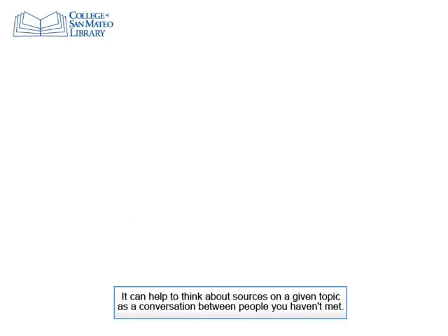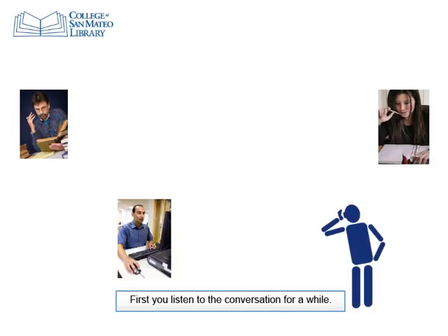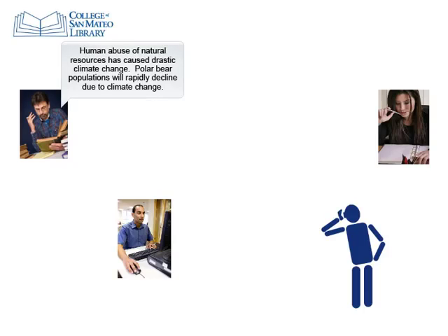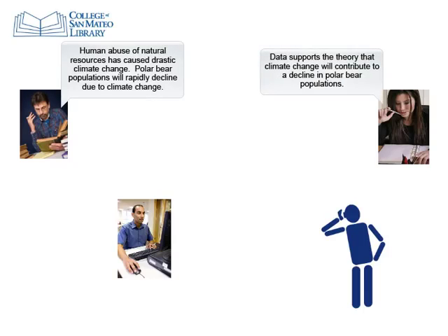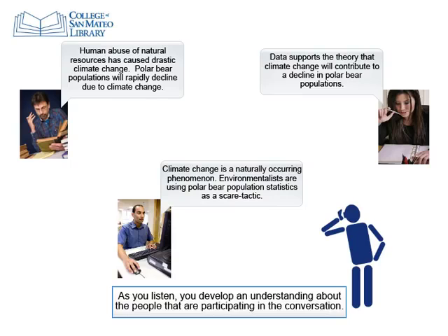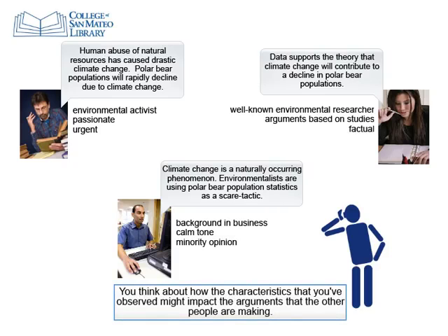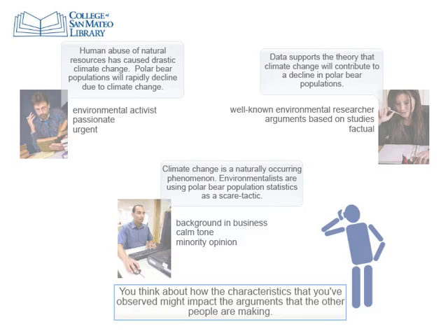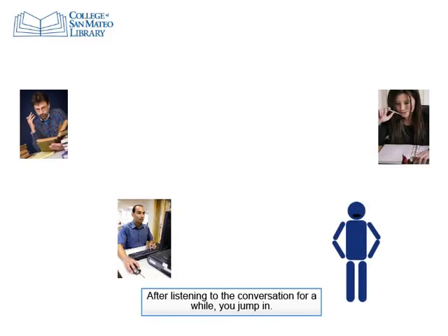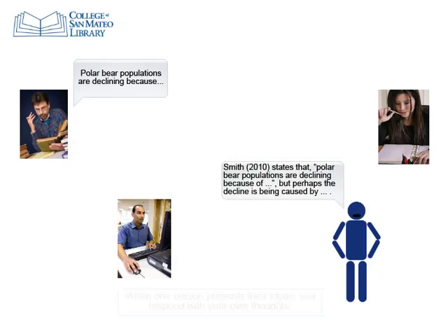It can help to think about sources on a given topic as a conversation between people you haven't met. First, you listen to the conversation for a while. As you listen, you develop an understanding about the people that are participating in the conversation. You think about how the characteristics that you've observed might impact the arguments that the other people are making. After listening to the conversation for a while, you jump in. When one person presents their ideas, you respond with your own thoughts.